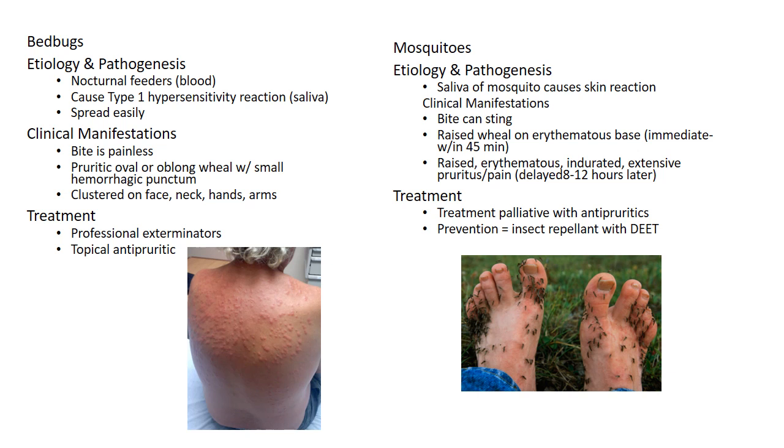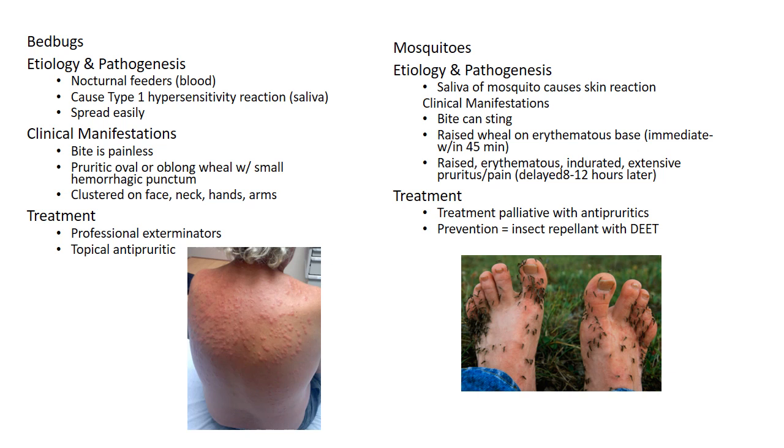like a red base. And then in time, there's this delayed reaction where the bite becomes even more raised, redder, indurated, so it gets hard. And there is extensive pruritus and sometimes pain with mosquito bites. There's no cure, really. We just kind of have to wait it out. And so we can use antipyretics to help with the itching, calamine lotion, sometimes compresses can help.